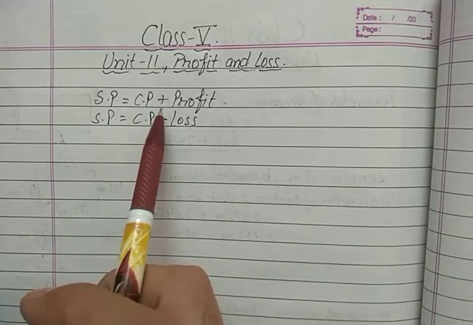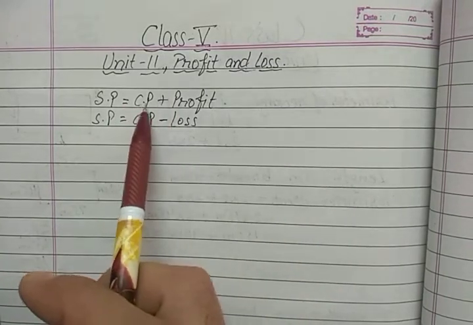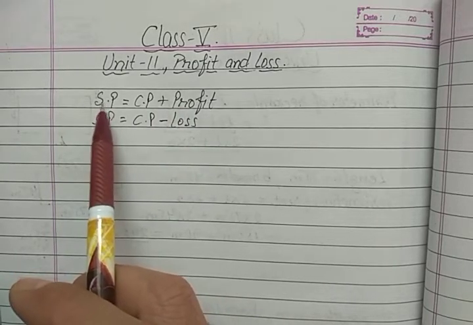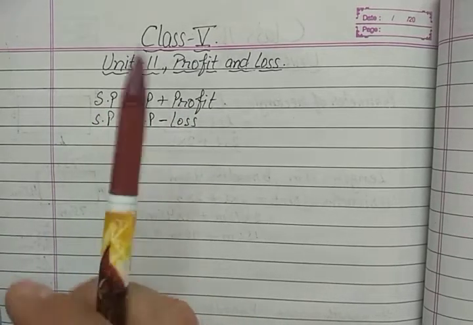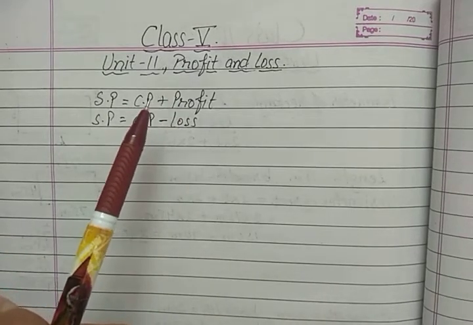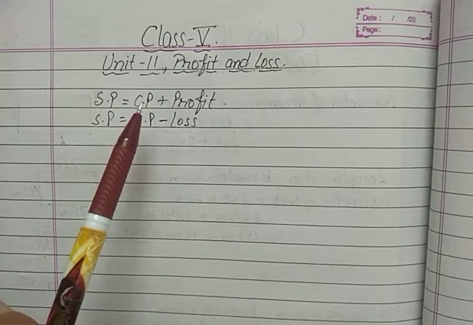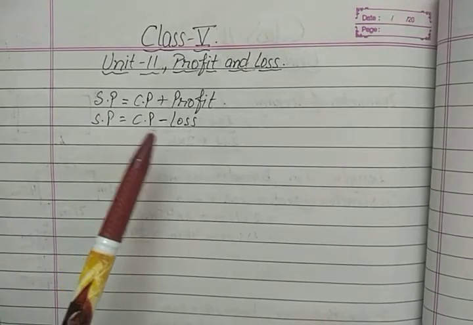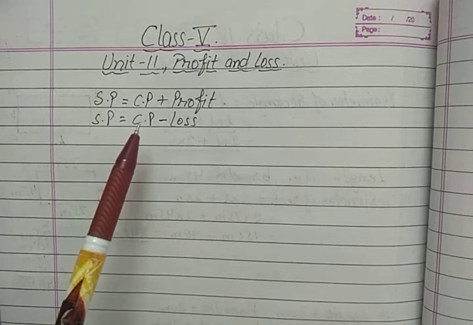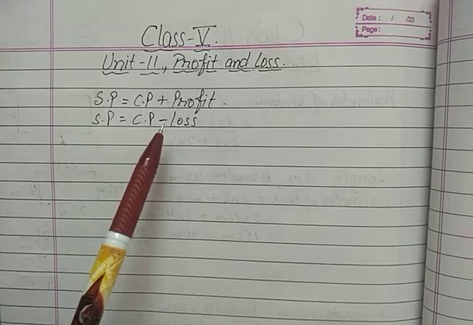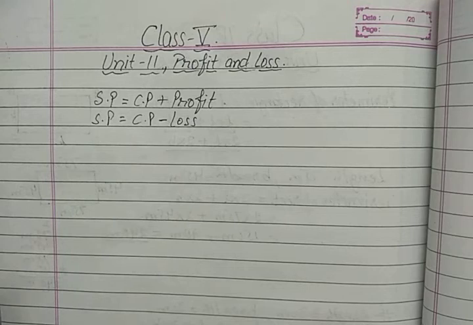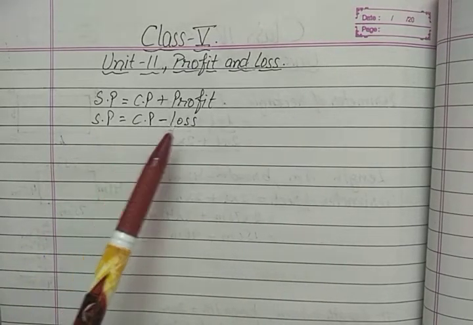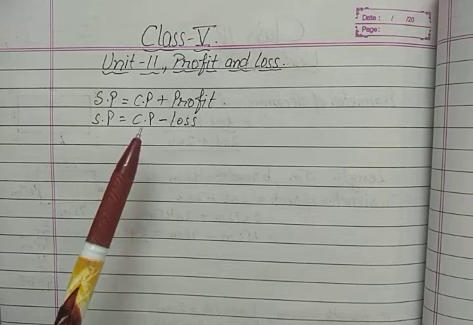When the cost price and the profit are given, then we have to add cost price and profit to get the selling price, because when there is a gain, selling price is more than the cost price. So when we add it, we will get the selling price. And in case when there is a loss, then we have to subtract: cost price minus loss gives the selling price, because selling price is less than cost price in case of loss.